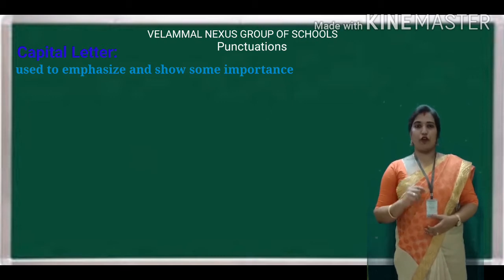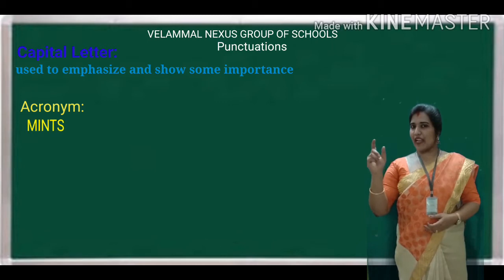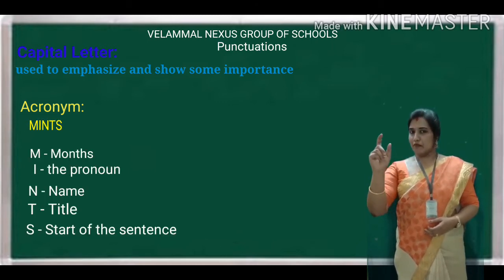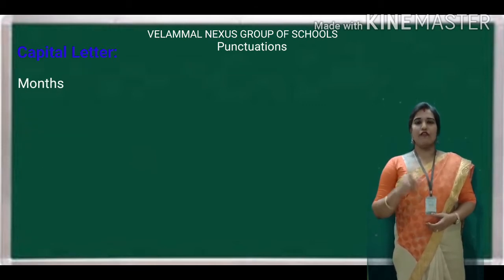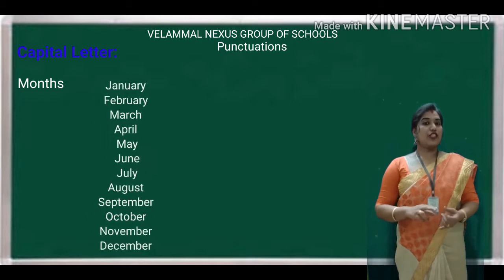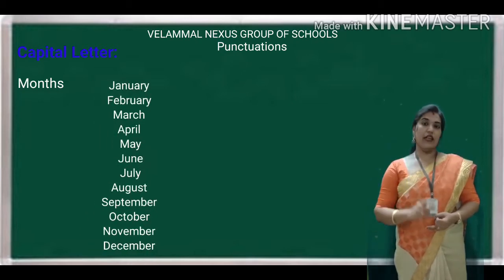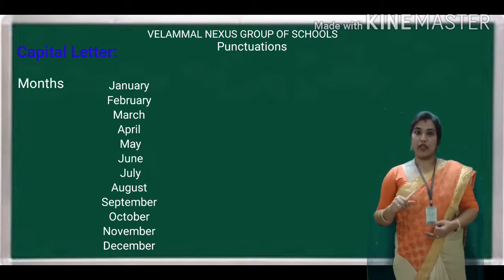Okay children, so let's learn where to use these capital letters. For that we need to follow an acronym, MINTS. What is that? MINTS, M-I-N-T-S. The first letter M is for months, I for the pronoun I, N for names, T for titles, S for start of sentences. Okay children, first months. Say for example, January to December. You have to write it in capital letter. J should be in capital letter. February, F should be in capital letter. March, M should be in capital letter.